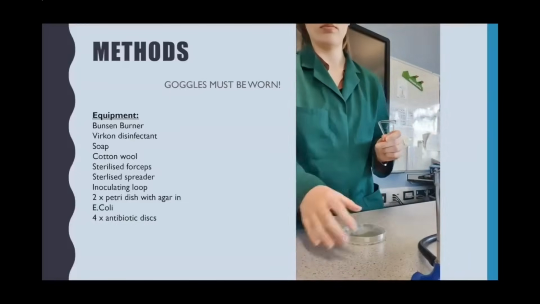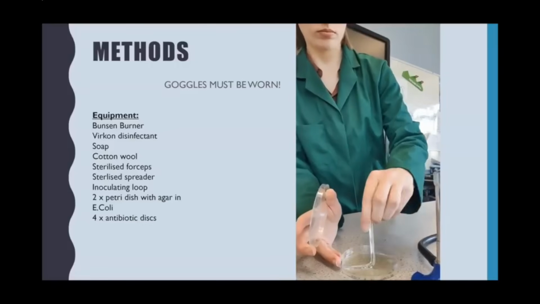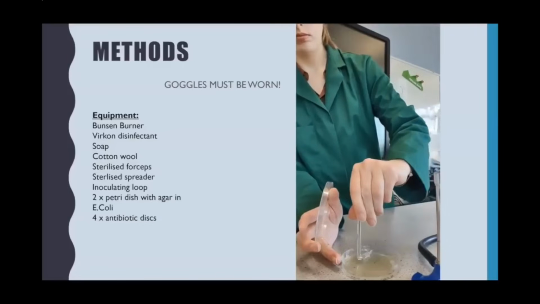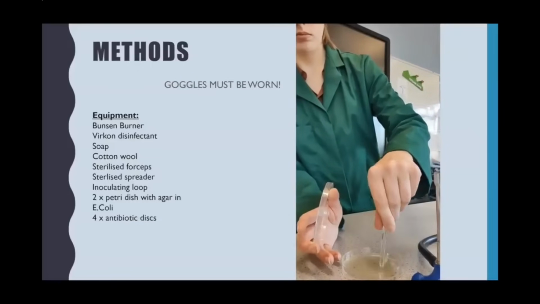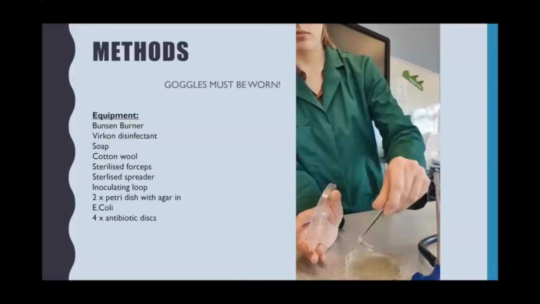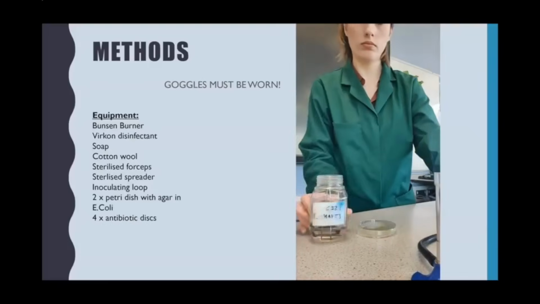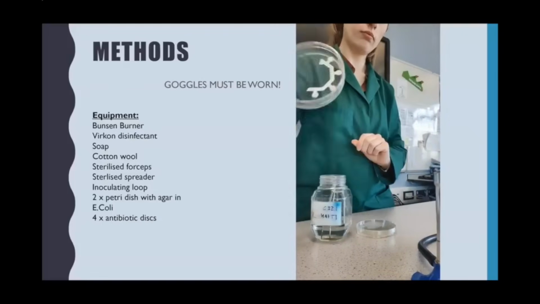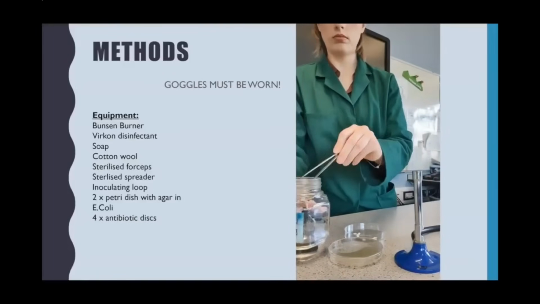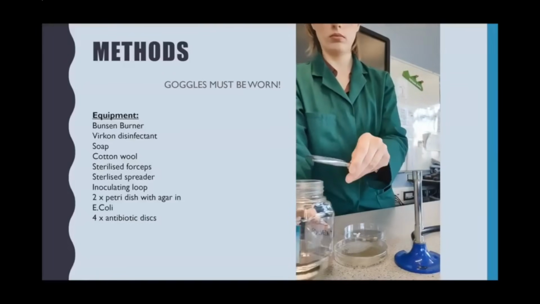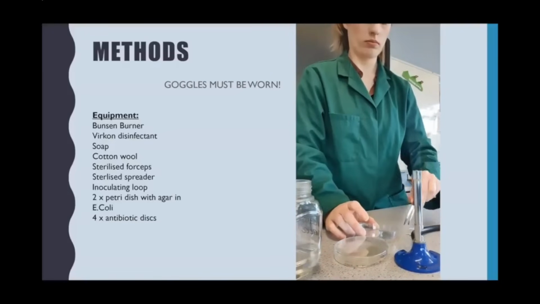And I need to make sure that I evenly spread the E. coli all over the surface of the agar, because you need a nice even lawn of bacteria to grow. So make sure it gets to all of those sides of the circle. And then straight into the Virkon to disinfect it. Next, I've got my sterile forceps and 4 antibiotic discs. And we'll use the sterile forceps to pick up the discs and then place onto the petri dish.